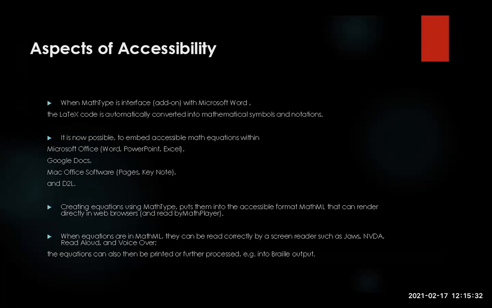Let's talk a little bit about accessibility. It's possible to embed accessible equations into documents by using LaTeX and MathType. You can input the graphics into the Microsoft Office suite of products, Google Docs, and Mac applications as well. So using MathType puts them into the accessible MathML format that can be rendered in other settings. When equations are rendered in MathML, they can be read by screen access software. The equations can then be further processed, output, cut and pasted, or produced in Braille.